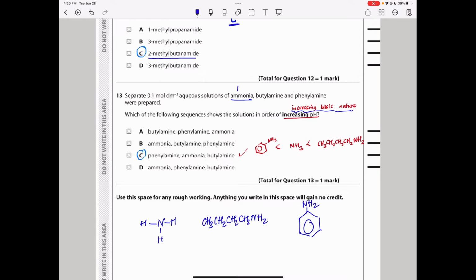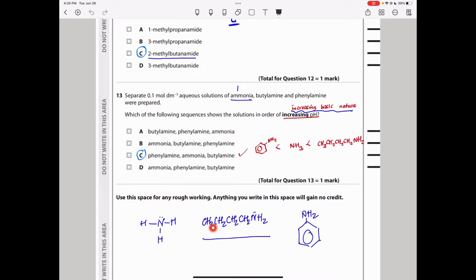So remember, they all have a lone pair here. I'm going to position this down here so that you can see it clearly. So they all have a lone pair there, a lone pair there. Now this structure here is going to be the strongest base because there is an inductive effect due to having an alkyl group.